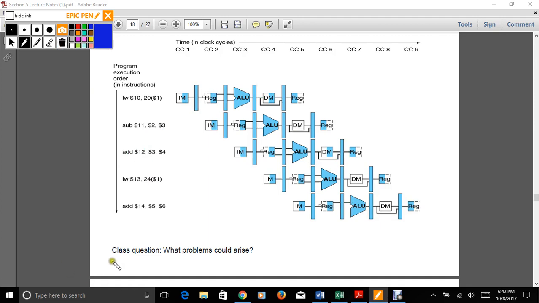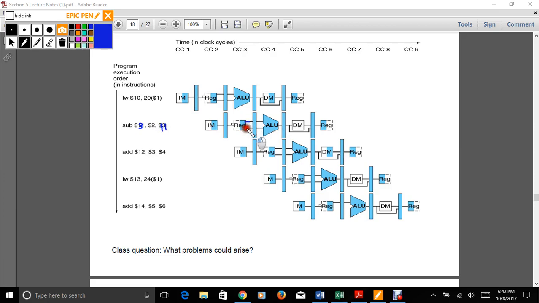So normally in class, I ask the students a lot of this question here: what problems could arise? And I let the students wrestle with it for a couple minutes. Now, what could arise if I'm updating a register? Let's say this was 3 and 11, right? Let's say this is 3, and let's say this is 11, right?